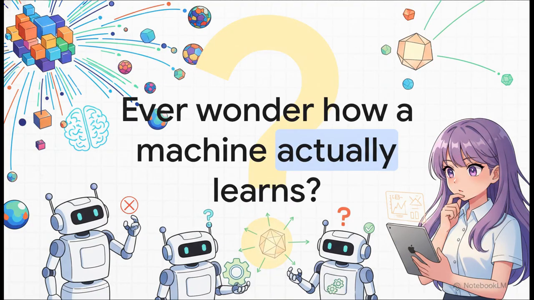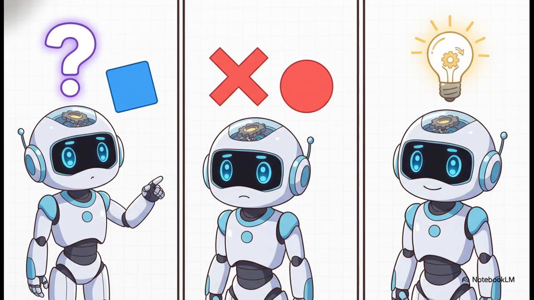Seriously, have you ever stopped to think about it? We hear that AI is learning from data all the time. But what is that? Is it just memorizing things? Is it some kind of weird digital magic? How does a piece of code go from knowing absolutely nothing to making predictions that are actually correct? Well, the answer is surprisingly simple, and actually it's kind of human.